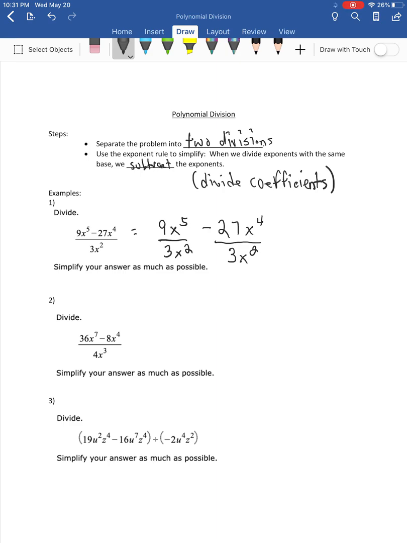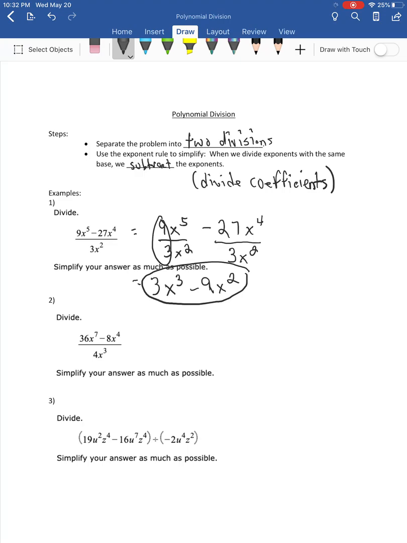Okay, so in number 1, we separated out into the two divisions. Now we're going to simplify. 9 over 3 becomes 3, of course. X to the 5th divided by x squared becomes x to the 3rd. Okay, now we're going to continue. Negative 27 divided by 3 is negative 9. X to the 4th divided by x squared makes x squared. And that's your quotient. That's your answer.